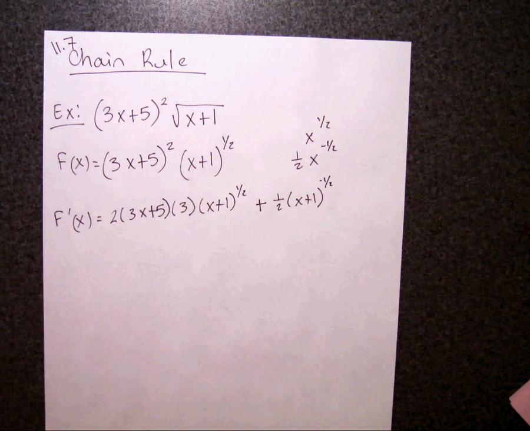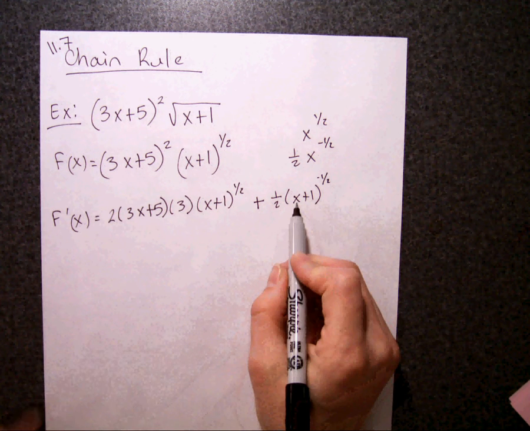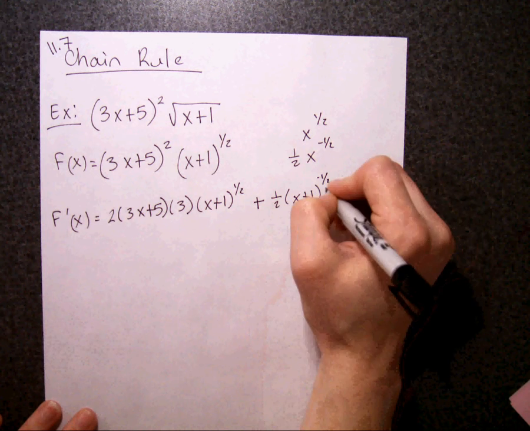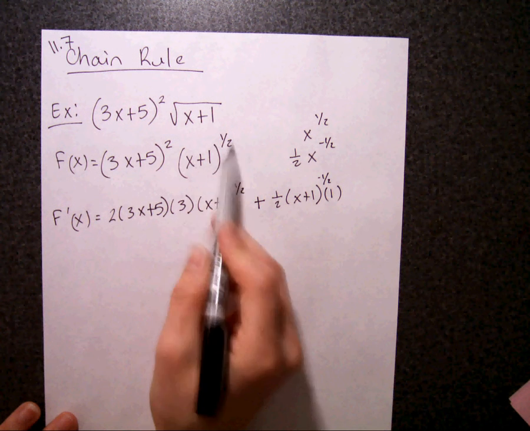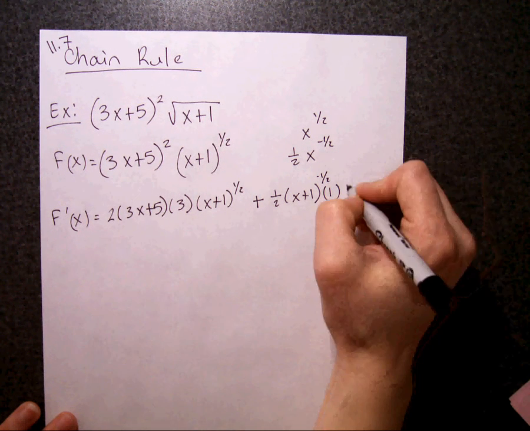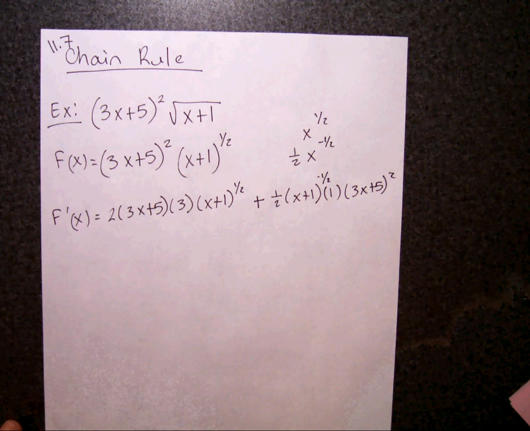Why times 1? The derivative of the inside: the derivative of x is 1, the derivative of 1 is 0. So this is times 1. I'm going to put my little 1 right there. And then product rule says after I've taken the derivative of that second piece, multiply it back times the first piece. So I'm going to multiply it times (3x + 5)².